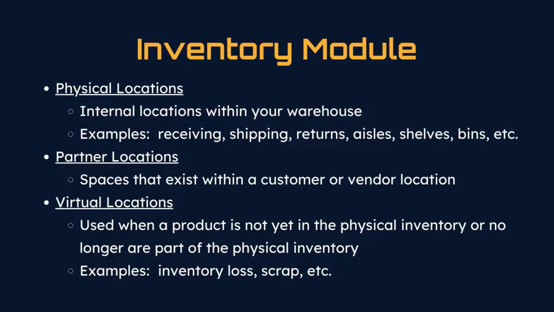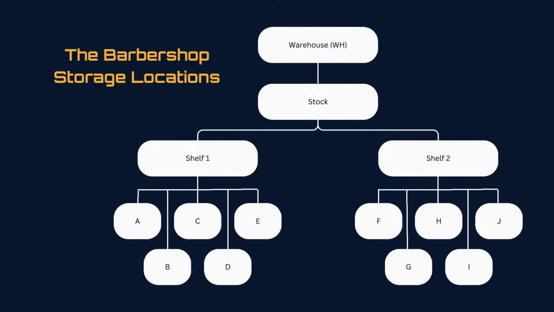In Odoo, there are three types. You have physical locations, which are internal locations in your warehouse, receiving, shipping, returns, etc. Then you have partner locations. These exist within a customer or a vendor location. And finally, we have virtual locations. These are used when a product is not yet in physical inventory or is no longer a part of the physical inventory. Examples include inventory loss, scrap, etc.